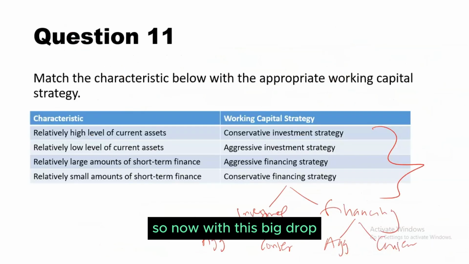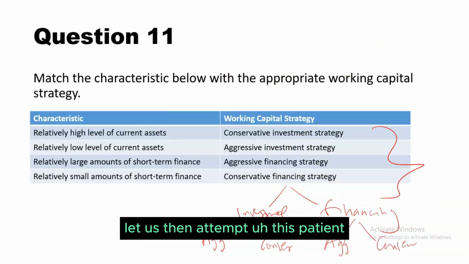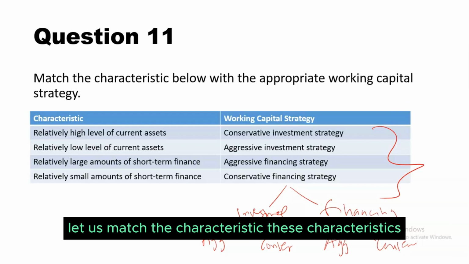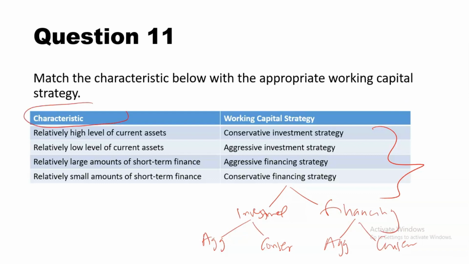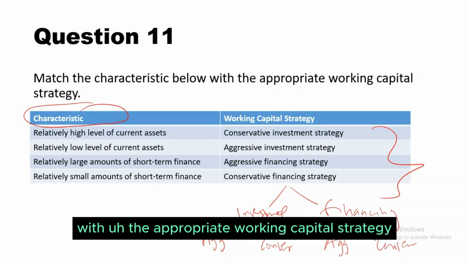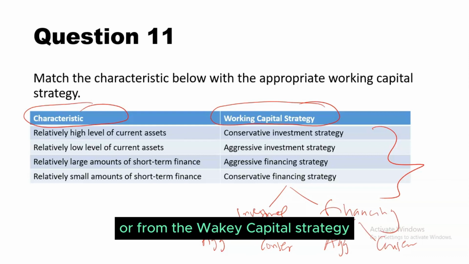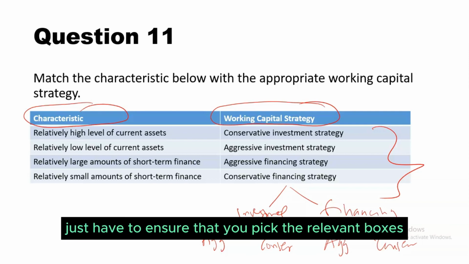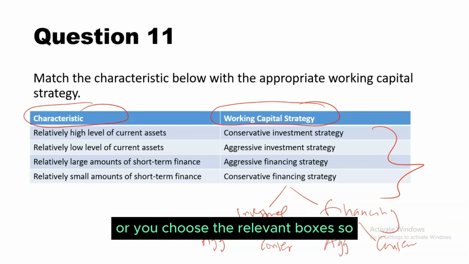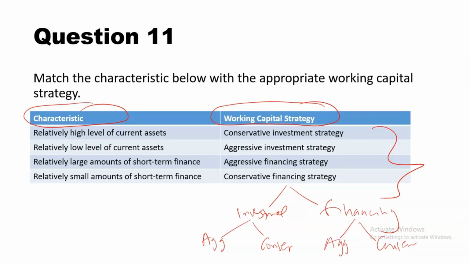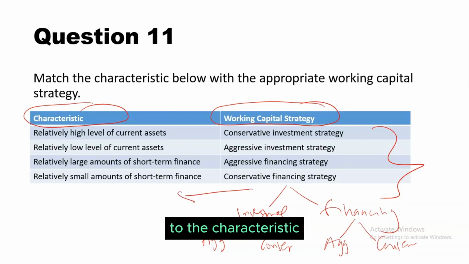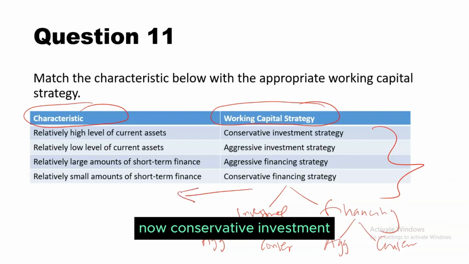So now, with this background, let us attempt this question. Let us match these characteristics with the appropriate working capital strategy. You can move from the working capital strategy to the characteristic, or from the characteristics to the working capital strategy. The examiner doesn't care. Just ensure that you choose the relevant boxes. So let us move from the working capital strategy to the characteristic. Now, conservative investment strategy.